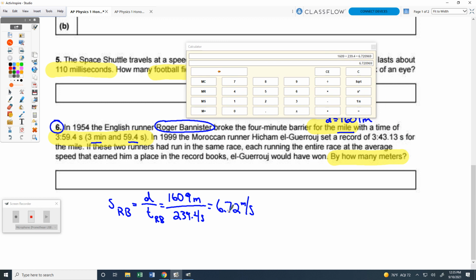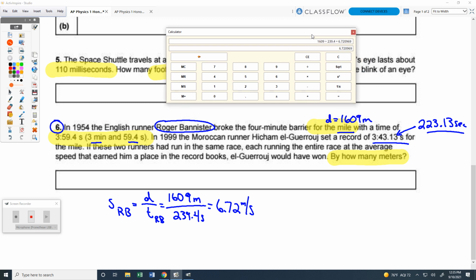Now, I've been telling people to find the speed of Chacham, but we don't actually need to do that, because we know that when he runs it in this amount of time, which is equivalent to 223.13 seconds, that he's done. He's finished the race. He ran a mile. He ran 1609 meters.